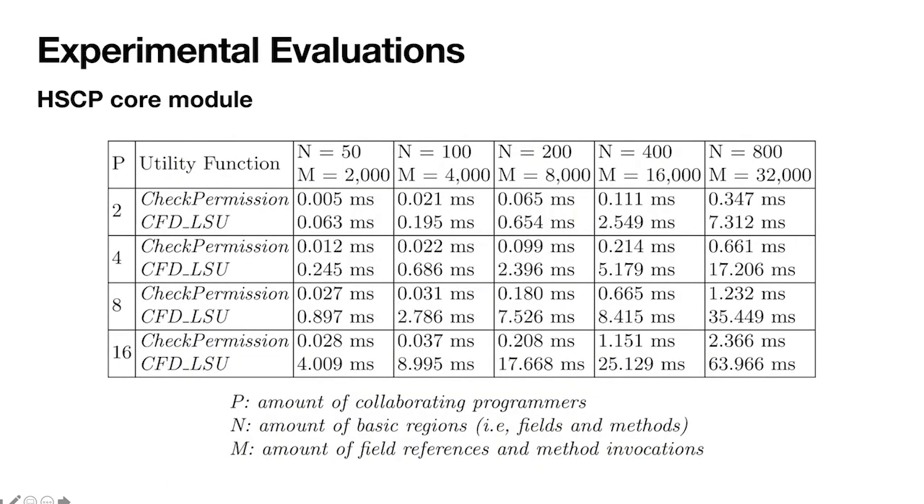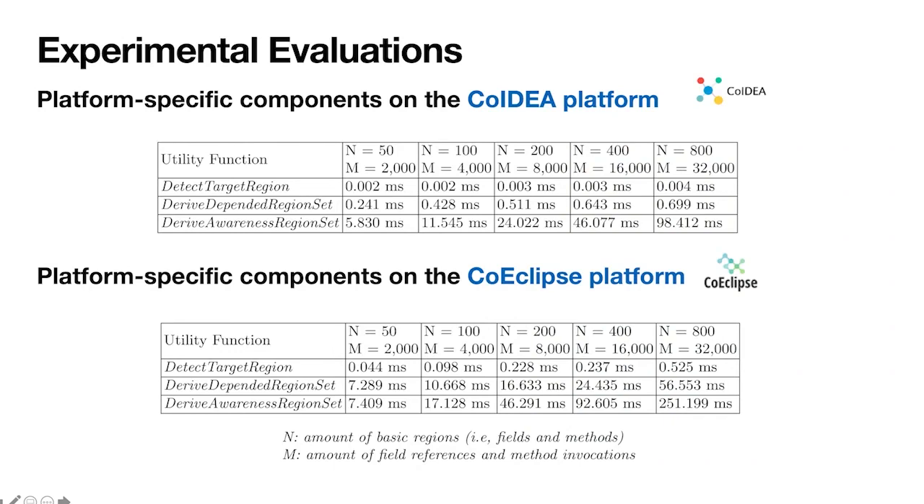The performance of these utility functions also depends on the amount of collaborating programs, basic regions, and field references and method invocations. The experiments confirmed the good performance of the core module. We have further evaluated the platform-related AST analysis function in Eclipse and IDEA. Due to the different implementations of AST analyzers on different platforms, the performance of these functions on different platforms is also different. The experiments confirmed the good performance of these platform-specific components.